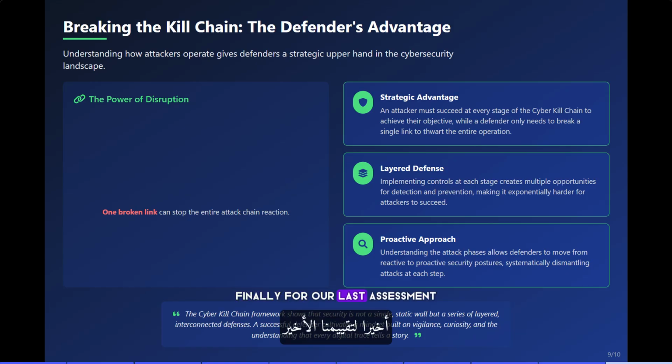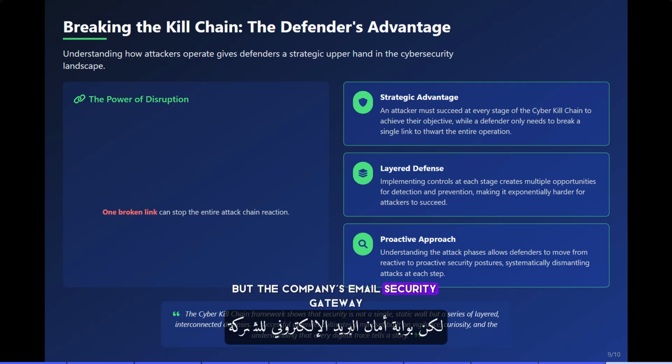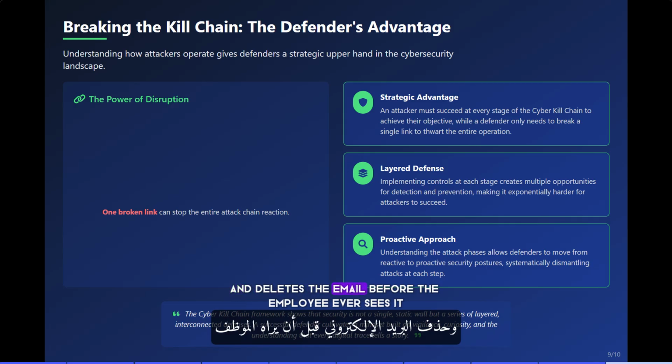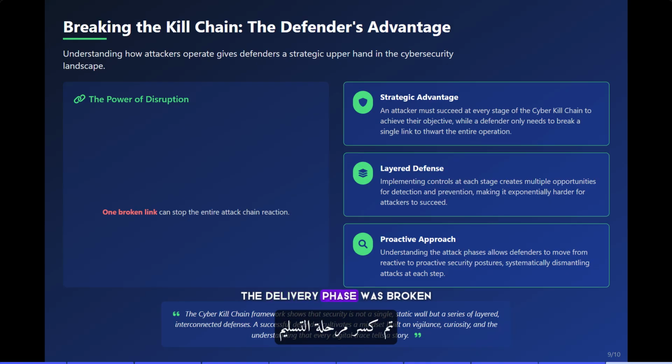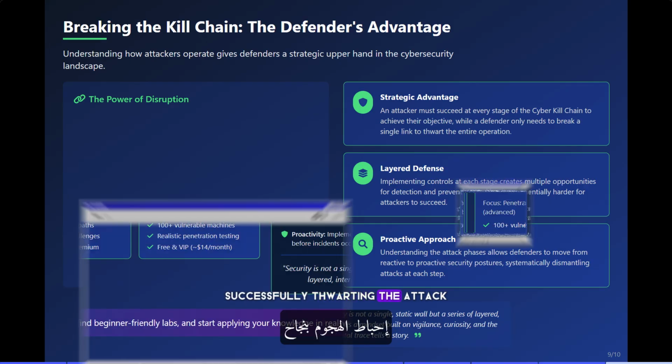Finally, for our last assessment, an attacker sends a phishing email to an employee, but the company's email security gateway detects the malicious attachment and deletes the email before the employee ever sees it. Which phase of the cyber kill chain was broken? The delivery phase was broken. The attacker's weapon was stopped in transit and never reached the intended target, successfully thwarting the attack.